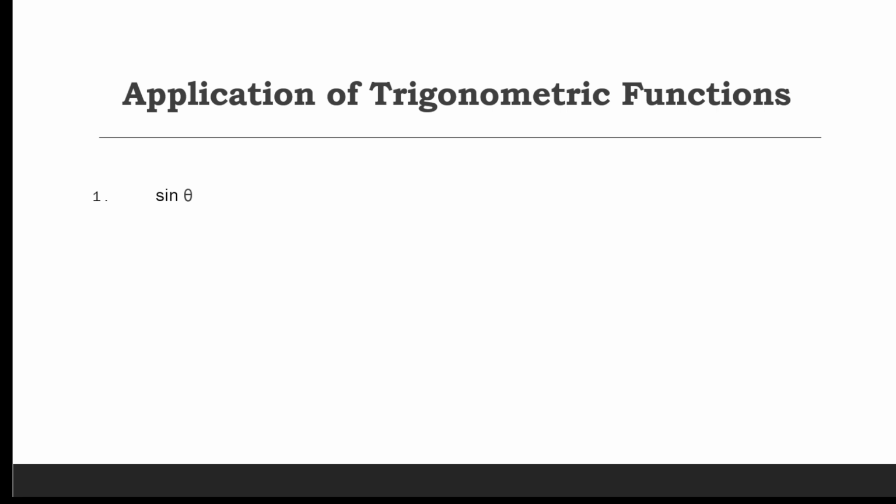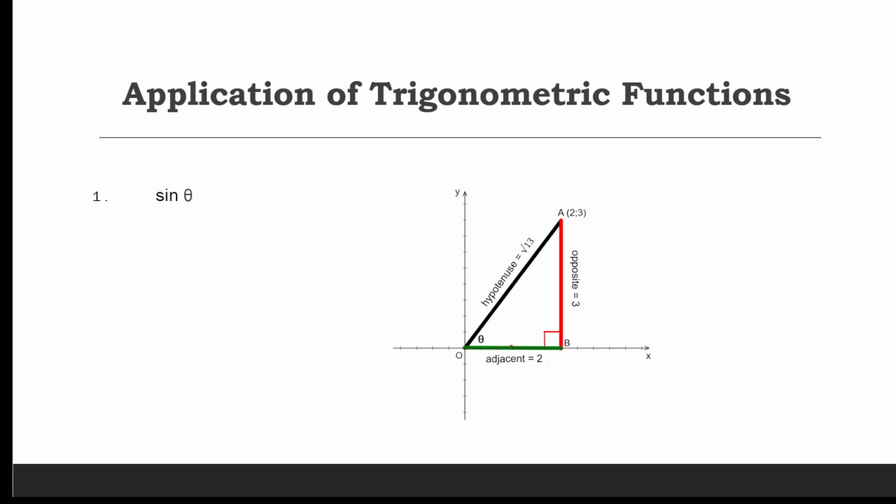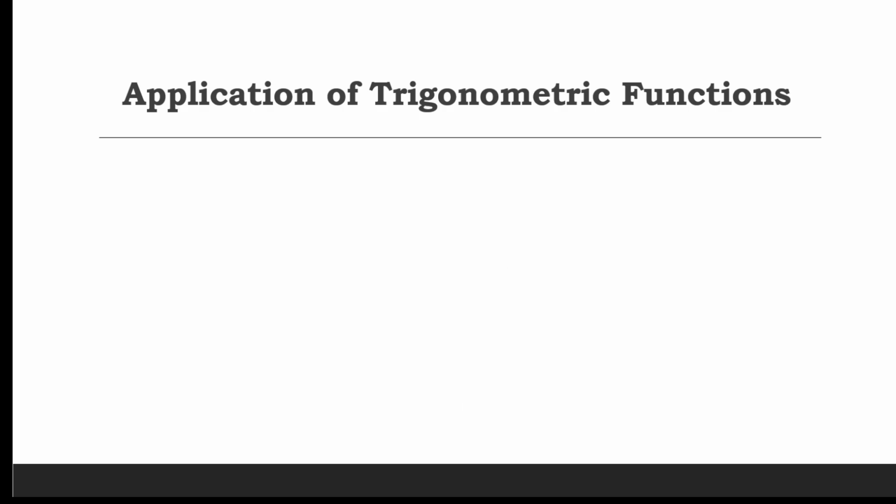Now, let us determine the value of sine theta. We can do that by drawing from our diagram, which is updated with the hypotenuse being root 13. Sine theta equals opposite over hypotenuse. Our opposite side is 3. The hypotenuse is root 13. So this becomes 3 over root 13.